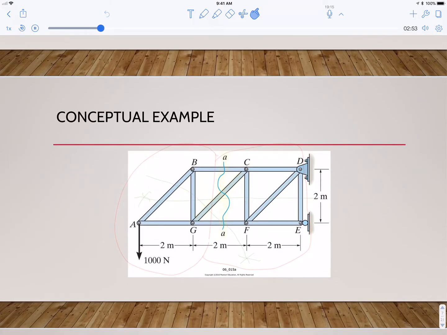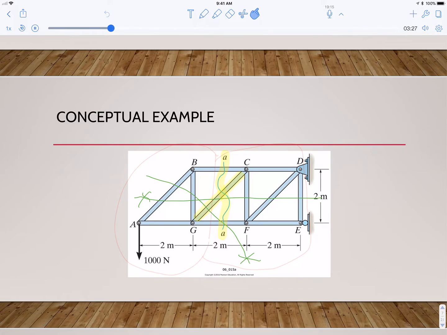In this example, let's say we wanted to know the force in member GC for some reason. Your first step is to take the slice. A slice like this is no good because that's cutting through 4 members. Okay? A slice like that is no good. You look at it and you realize that this slice here, not a very straight slice, is the only slice that will cut only 3 members.